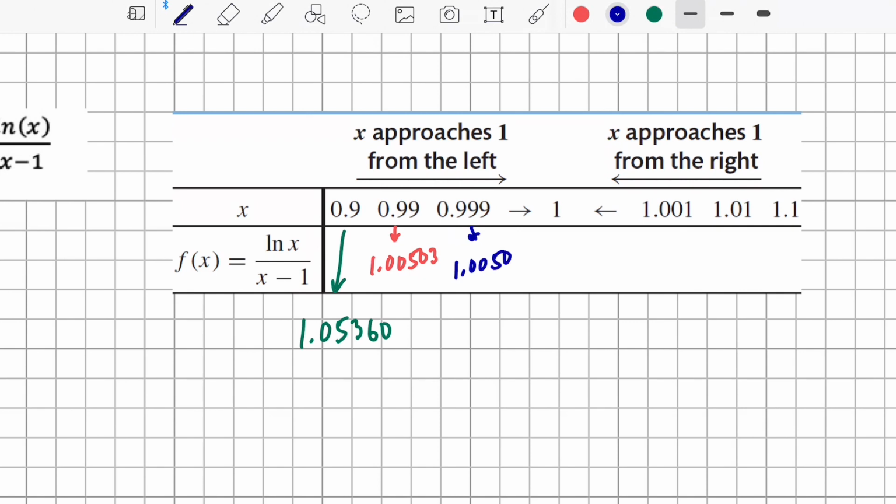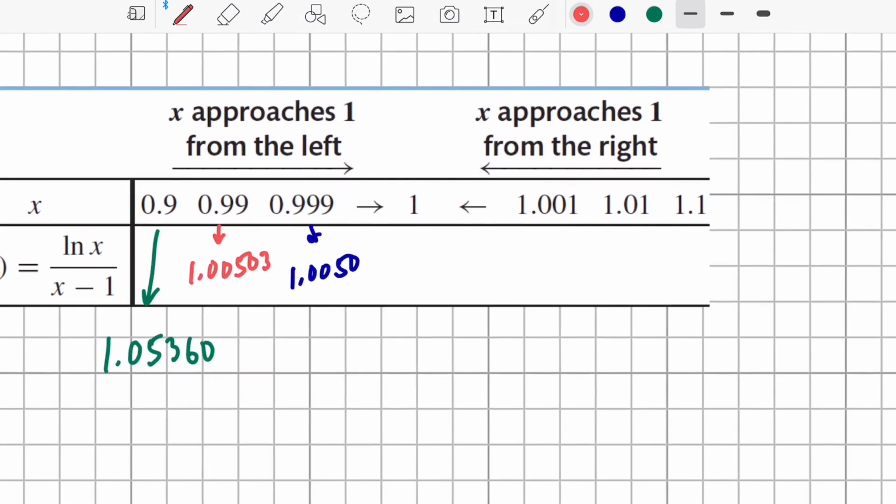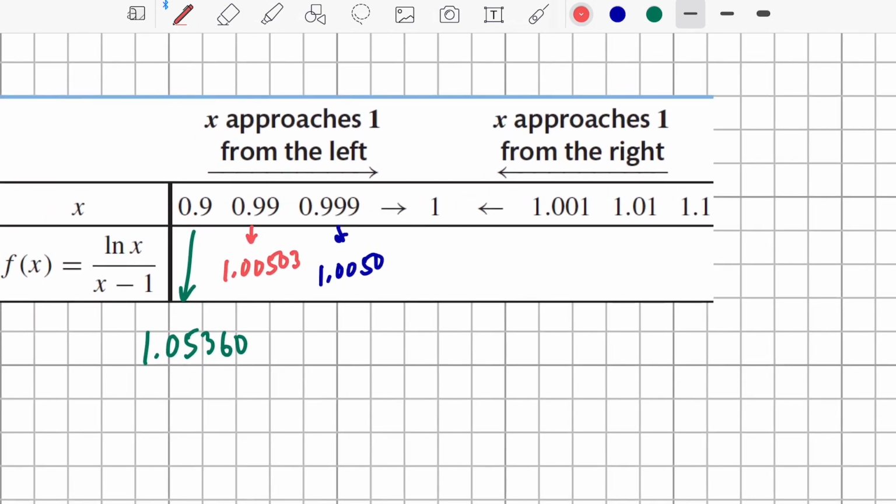And then if I plug this one in, we get 1.0050. Okay, now let's start on the other side. If I plug in this 1.1 into the function, we get 0.95310. Then if I plug in the next one, we get 0.995033. And then if I plug in this last one, we're going to get 0.99950.